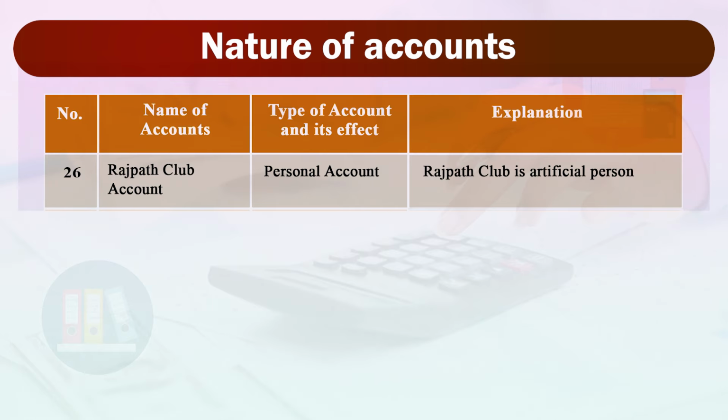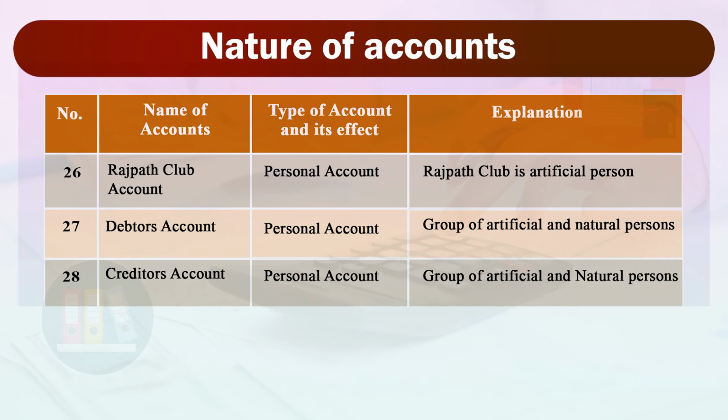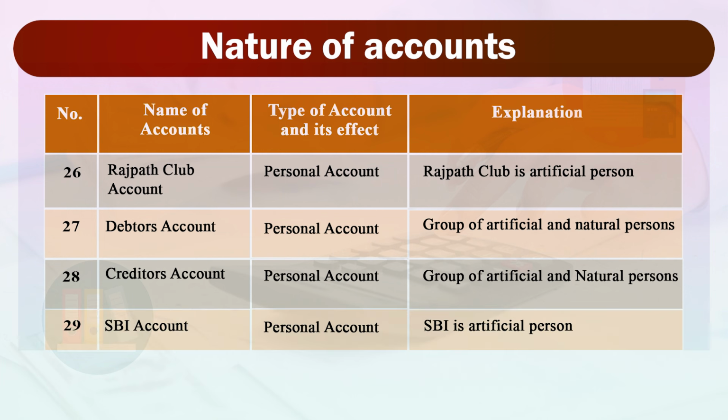Next is Rajpath Club account. Rajpath Club is also an artificial person. So, it will be treated as a personal account. Next is debtors account. It is a group of artificial or natural persons. So, it will also be treated as a personal account. Next is creditors account. Again a group of artificial and natural persons, it will be treated as a personal account. Next is SBI account. SBI bank is also an artificial person from the perspective of accounting. So, again it will be treated as a personal account.